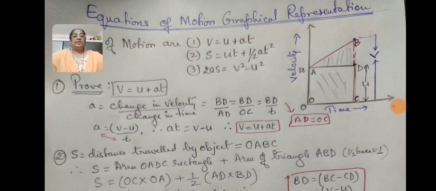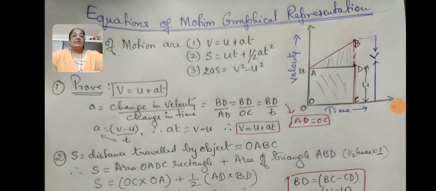Three very important equations of motion are given, that is v is equal to u plus at. Second one is s is equal to ut plus half at square, and third one is 2as is equal to v square minus u square. Now what is v? Final velocity. What is u? Initial velocity. What is a? Acceleration. And what is t? Time. So that you know.